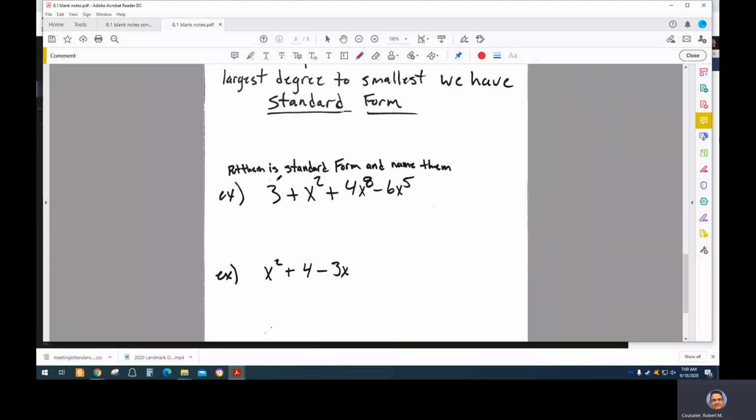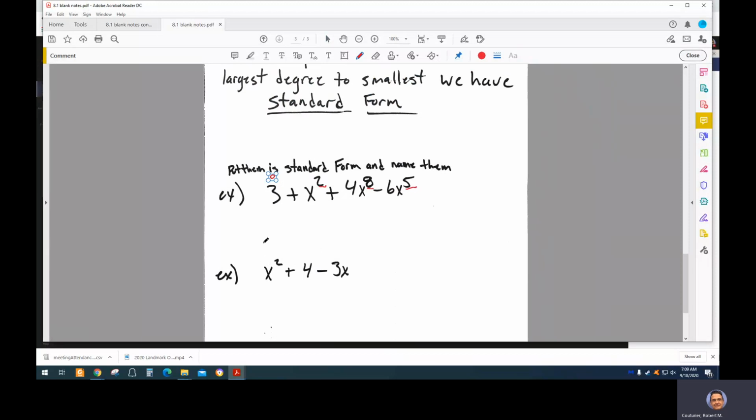We have to say, okay, what is the degree of this one? Well, we see it's a constant, and a constant has a degree of 0 because there is no variable. Its variable was raised to the power of 0, so it disappeared, went on vacation. This one has a degree of 2, because it is the only variable there. This has a degree of 8. This has a degree of 5.